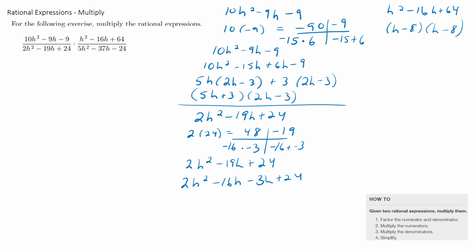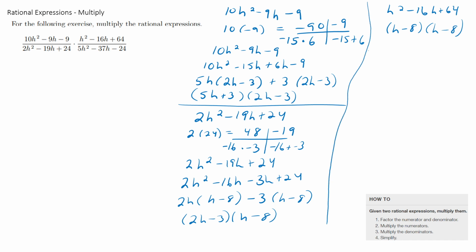Factor by grouping, so the first two share a 2h. We'll be left with h minus 8. The second two, remember we need an h minus 8 again, so I need to take out a negative 3. So this one's going to factor to 2h minus 3 and h minus 8. Whew, all right, we got one more to do here.